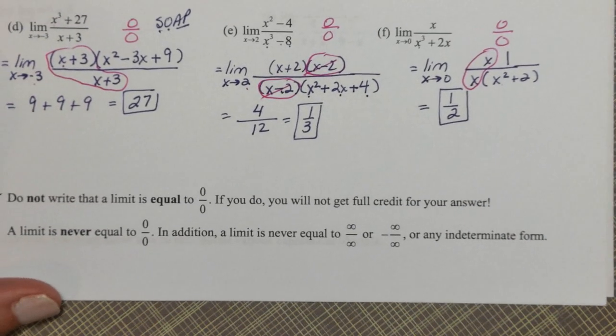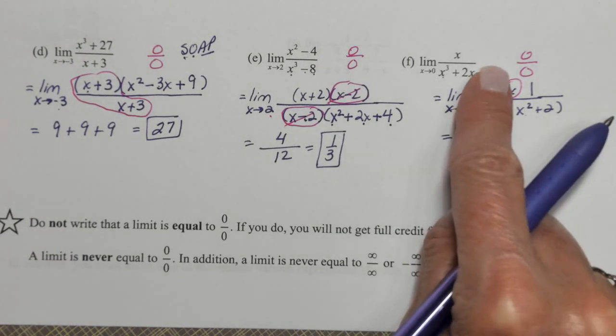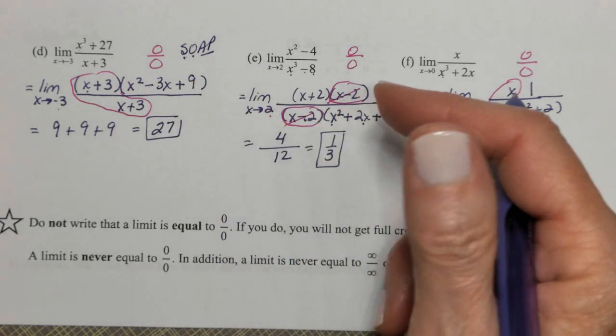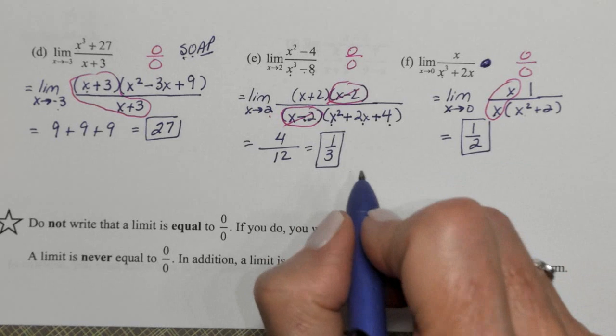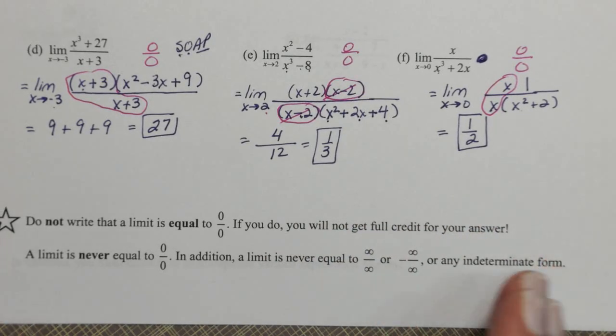And again, remember, do not write that a limit is equal to. In all of these, I did not write equal to. If you accidentally do put an equal sign, scribble it out or erase it. Don't leave it. You won't get full credit if you have an equal sign. You cannot equal a 0 over 0. You cannot equal an indeterminate form.